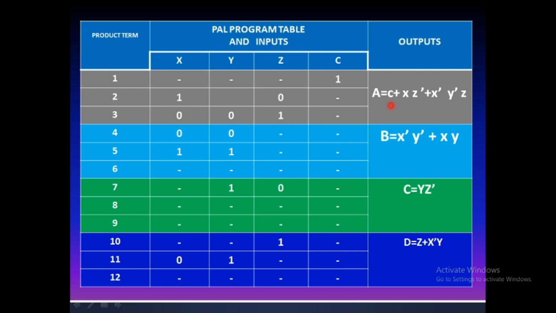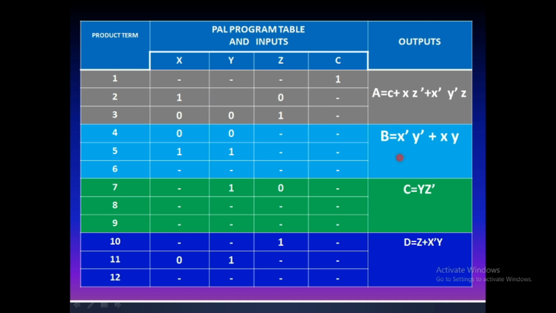C is replicated as 1; under C, we write a 1. Then x z bar, my second product term, is represented as: under x, I write a 1, and under z, I write a 0. My third product term indicates x bar, y bar and z, correct? So my three product terms are represented, shaded in gray.